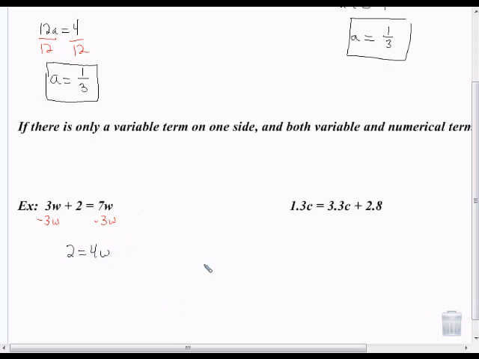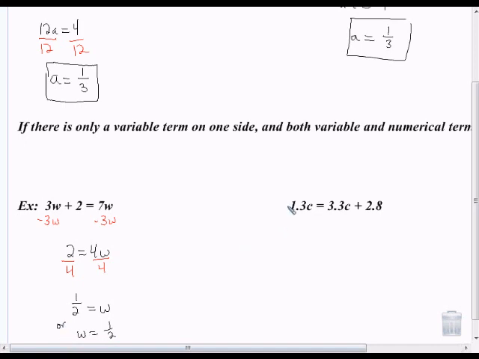So 2 equals 4w, divide by 4, and I get 1/2 equals w. Or if you don't like to write them this way, because some people have OCD, you can write w equals 1/2. It's the same thing.